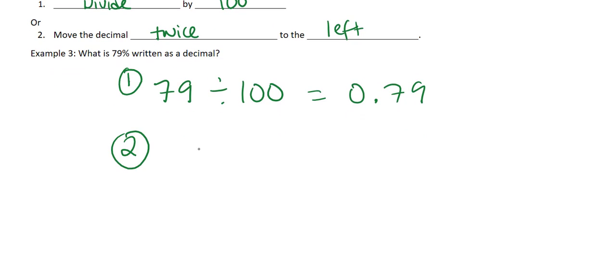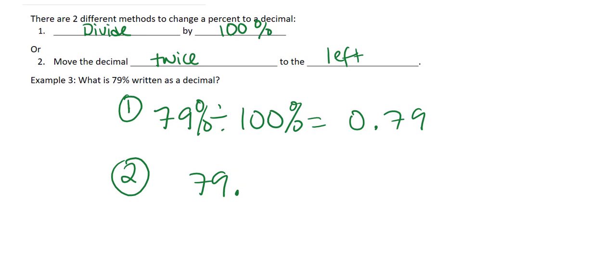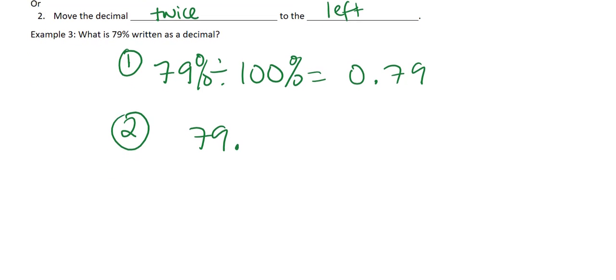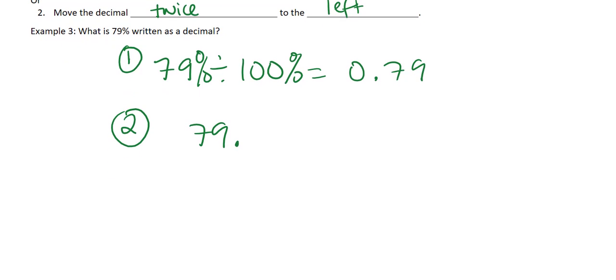Or we can just go ahead and look at 79, which would be where the decimal is. And we're going to also divide this by 100%, so that's why we can get rid of the percentage, because they cancel out. I should have said that. So divide by 100%. Now, second method, right, we just move it twice to the left, and we end up with 0.79.